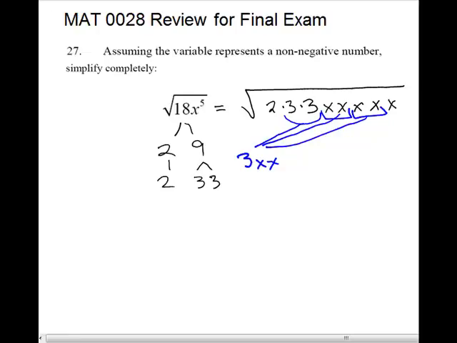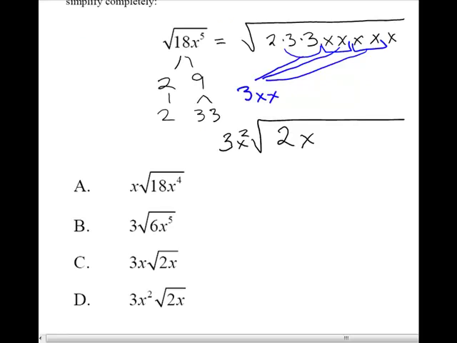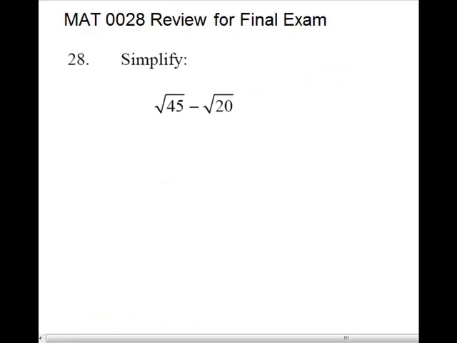And now we'll put it all back together. So on the outside of the radical, we have a 3. We have 2 x's, which we can write as x squared. Inside, we have left a 2 and an x. So we'll have a look at our choices. We have 3x squared on the outside. So our choice is going to be D. 2x on the inside, just to make sure.